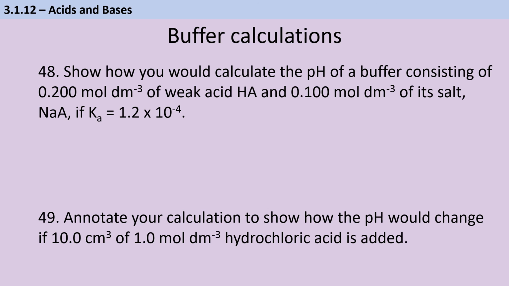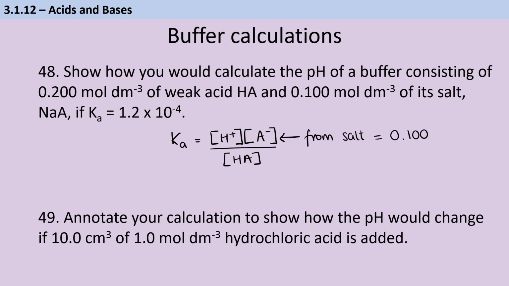So firstly, we've got just a buffer that we've made that nothing's been added to. And in order to calculate the pH, we're going to need to work out hydrogen ion concentration, and for that we need an expression for Ka. So Ka is the concentration of the hydrogen ions times the anions divided by the undissociated acid. Now, we start out and we can get the concentration of the anions from the concentration of the salt. So that's where those extra anions have come from.